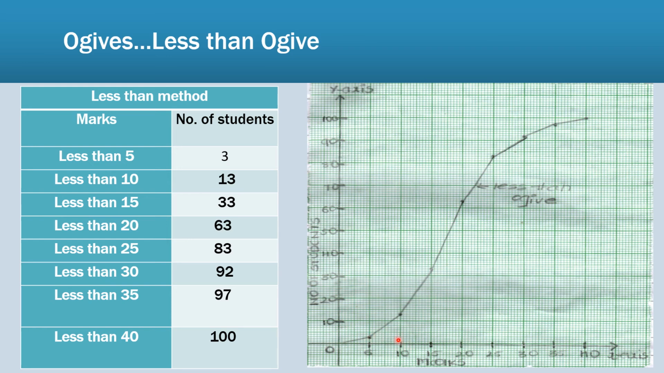Less than 10, 13 students. So we plot the value 13 against the upper class limit in that case, which is 10. How many students get less than 15? 33. So we plot the frequency 33 against 15. How many students get less than 20? 63. So we plot the frequency 63 against the value 20, which is the upper class limit. In the same way we go forward. And once we plot the points, all we have to do is join the points and we derive the less than ogive.